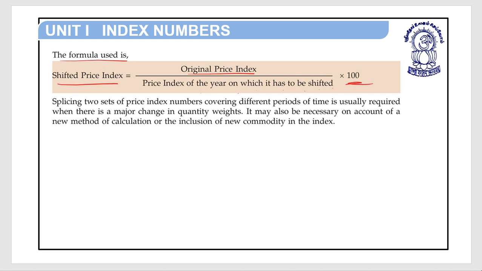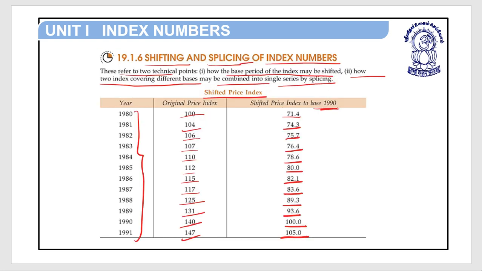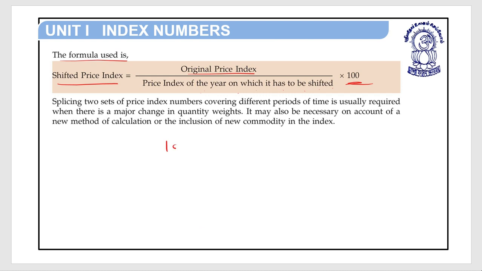So here, original price index divided by price index of the year on which it is shifted. Same way, consider the original price index is 100 and the taken base is 140. 100 by 140 into 100. The zeros cancel, 2 7s are 14, 2 5s are 10. So it is 500 by 7. 7 7s are 49, giving 71.4.